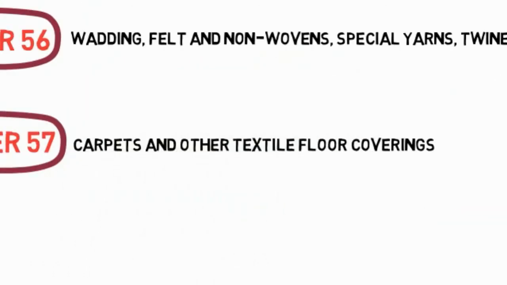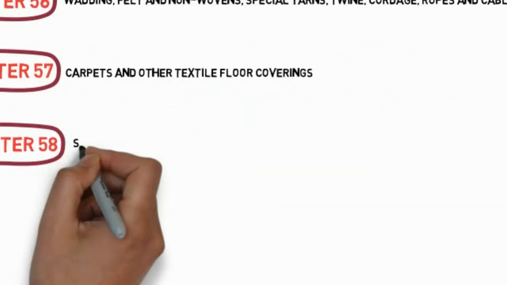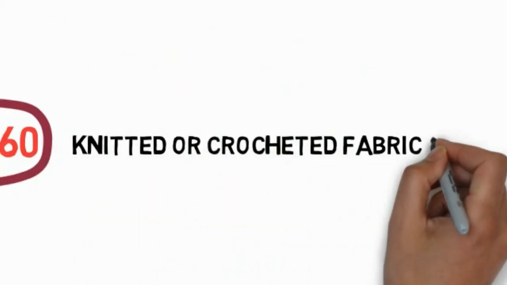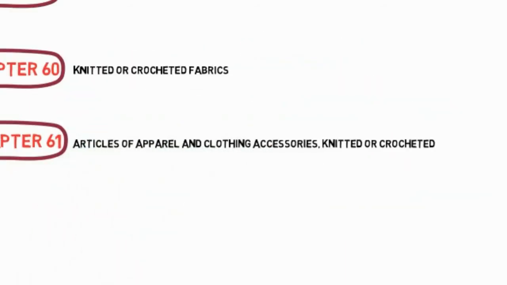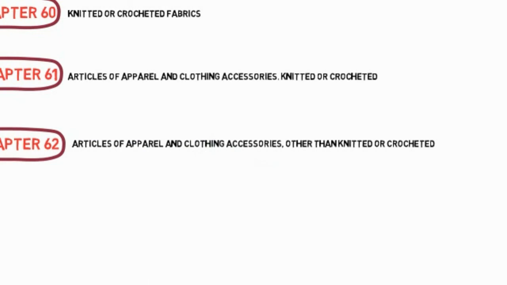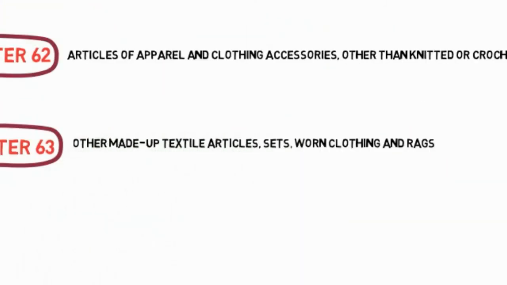Chapter 57: Carpets and other textile floor coverings. Chapter 58: Special fabrics, textile surfaces, lace, tapestries, embroidery. Chapter 59: Impregnated, coated, covered or laminated fabrics. Chapter 60: Knitted or crocheted fabrics. Chapter 61: Articles of apparel and clothing accessories, knitted or crocheted. Chapter 62: Articles of apparel and clothing accessories, other than knitted or crocheted. Chapter 63: Other made-up textile articles, sets, worn clothing and rags.